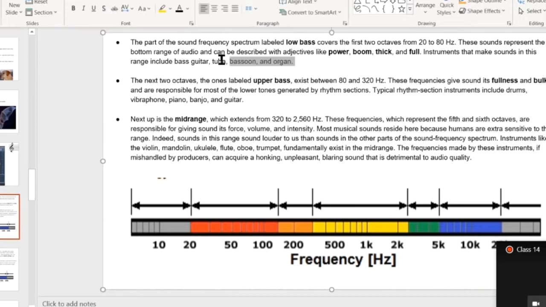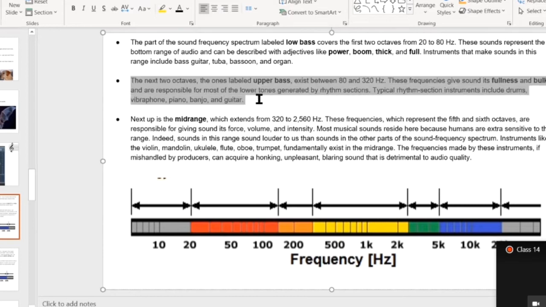We can think of low bass, which is 20 hertz to 80 hertz, real low notes, and then the upper bass, which is a couple more octaves, 80 to 320. So 80 to 160 is an octave, and then 160 to 320 is another octave. So upper bass is another two octaves, similar to the low bass, which was 20 to 80. That was two octaves, right?